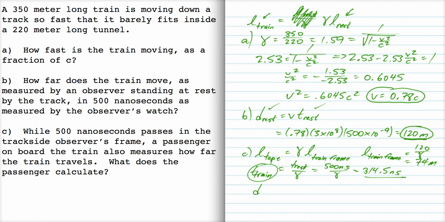So the distance measured in the train's frame is equal to the velocity times the time measured in the train's frame. So if I take 0.78 times 3 times 10 to the 8 times 314.5 times 10 to the minus 9 seconds, I get 74 meters. So either way you go, you're going to get the right length.